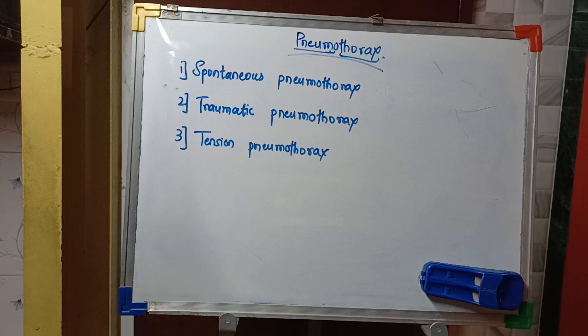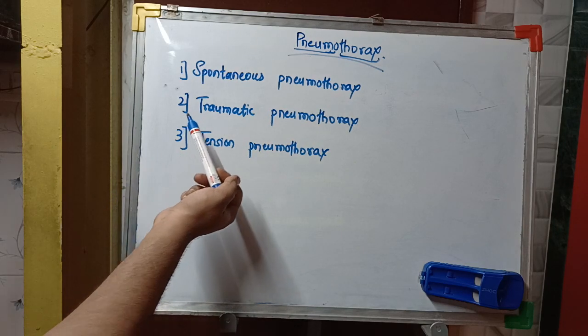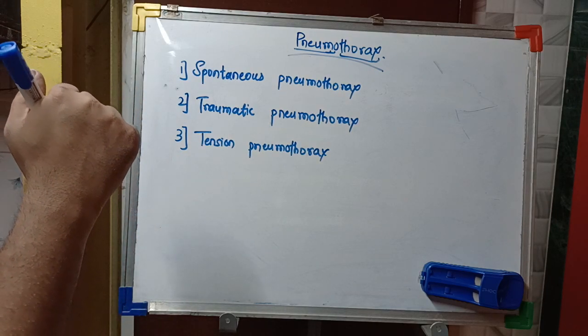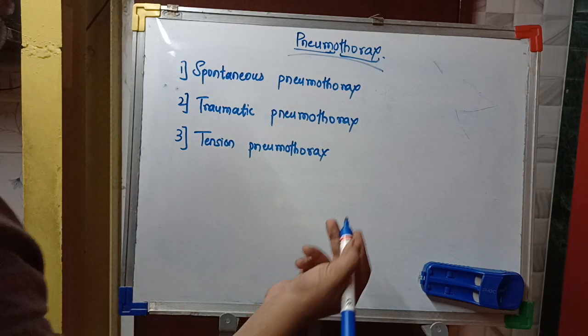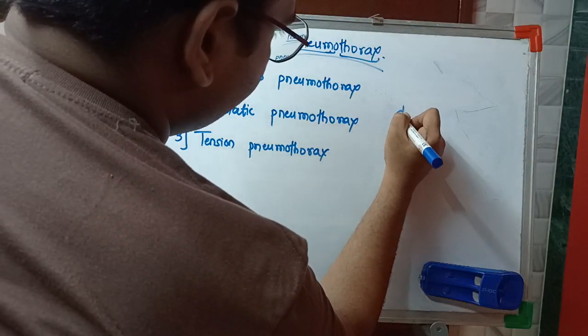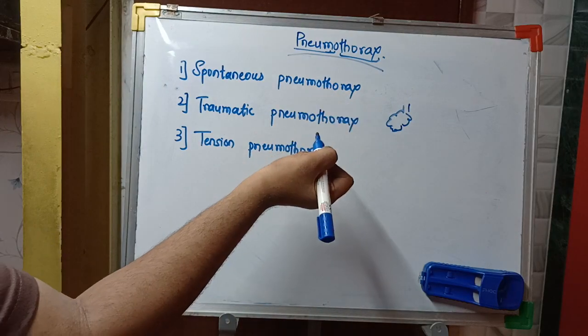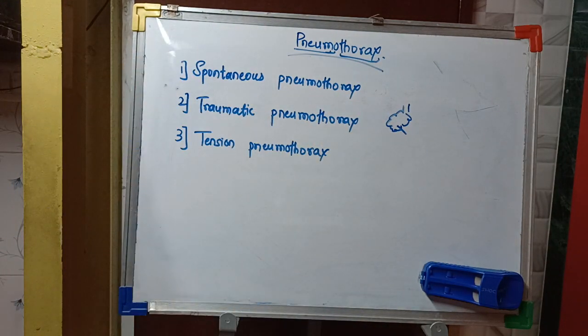So there are three types of pneumothorax. First is spontaneous pneumothorax, the second one is traumatic pneumothorax, and the third one is tension pneumothorax. In spontaneous pneumothorax, the alveoli, which are the air sacs in our lungs, develop a tiny leak. Suppose this is the alveoli and it causes leakage. So air moves out from the alveoli into the pleural space.